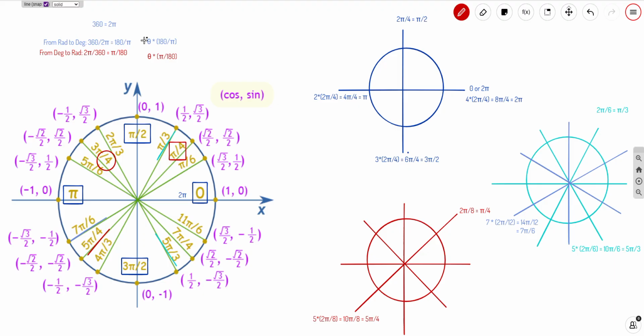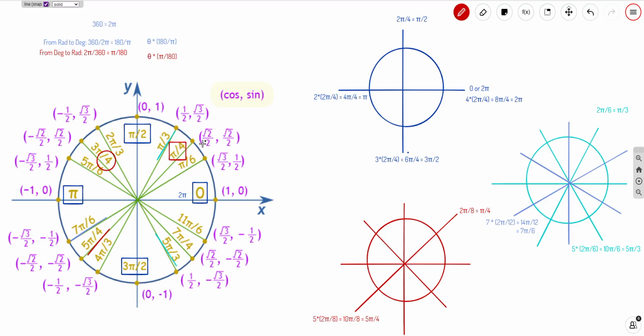Pero también puede usar este cosa también, right? You can use this as well. For example, here, what is this? 215 times pi over 180 is going to be 5 pi over 4. It's going to be the same thing.